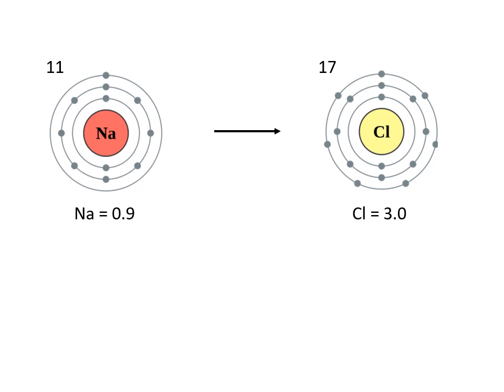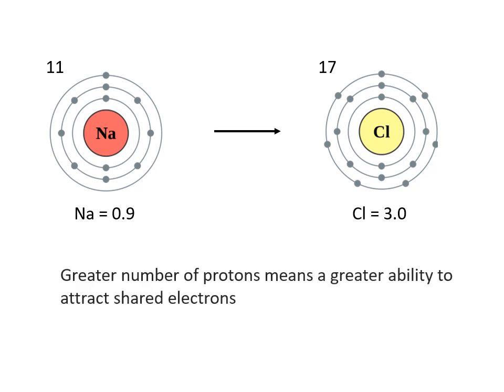All right, let's have a think. So in sodium, we have got 11 protons, and in chlorine, we've got 17 protons in the nucleus. So for a very similar reason to the covalent radius, in that if you have more protons in the nucleus and you have the same number of electron shells, in other words, the screening effect is negated, then the greater the nuclear charge, the larger the nucleus in chlorine can pull those shared electrons towards it better than the sodium could. Or simply, greater number of protons means a greater ability to attract shared electrons.